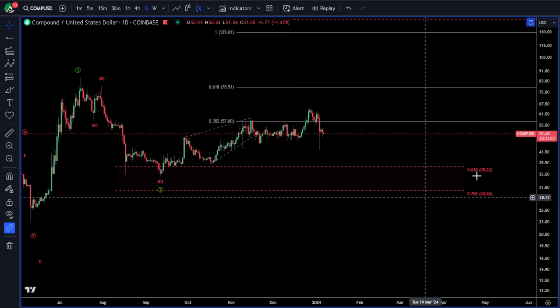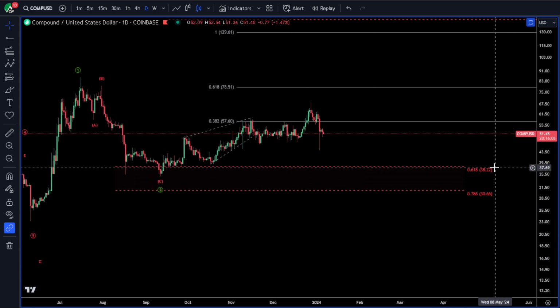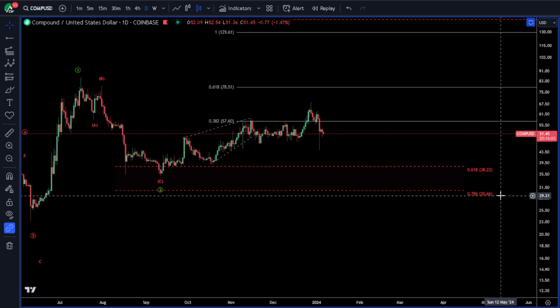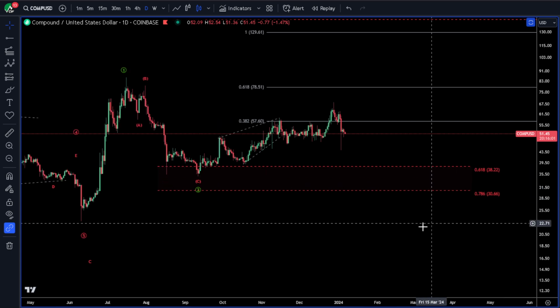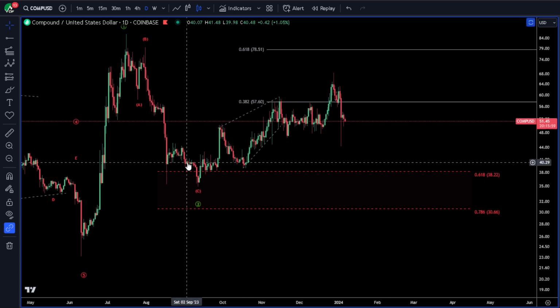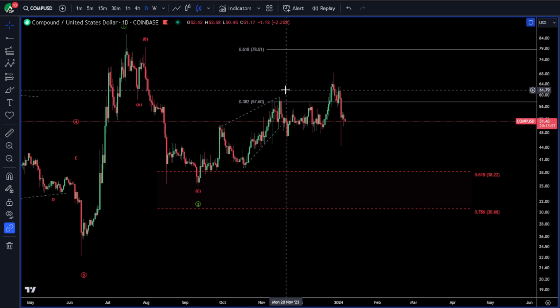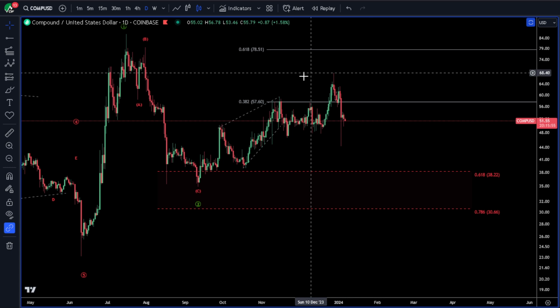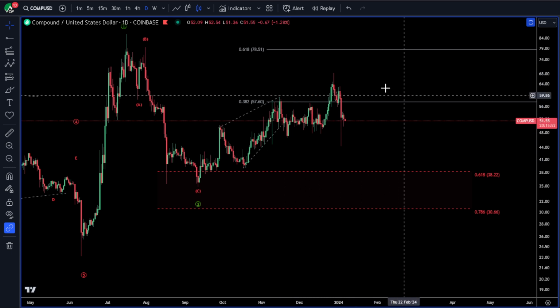As you can see, we came a little bit deeper than ideal, just past the 618 retracement there, but we held above the 786, at which point I think the best labeling for this is a leading diagonal, and then after that, this whole area is an expanded flat.